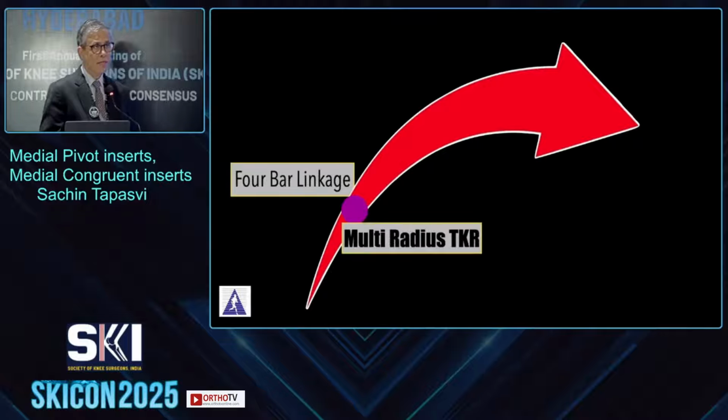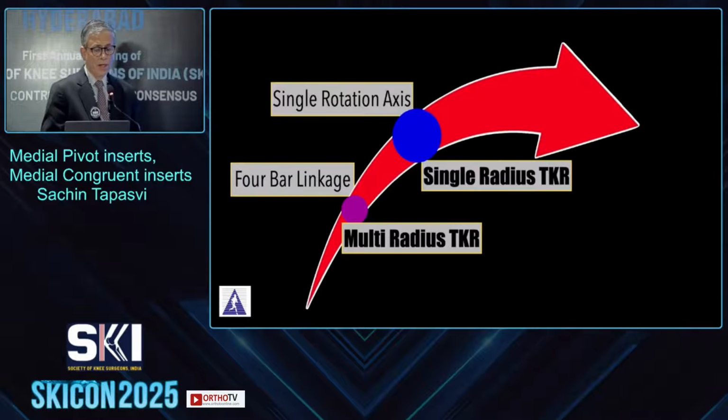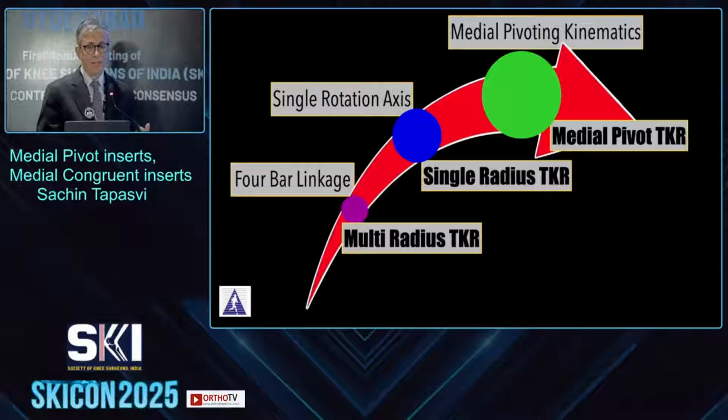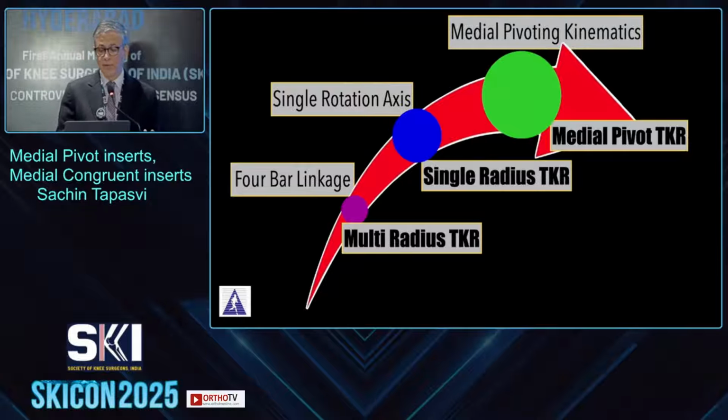So how does it fit in with the kinematic philosophy so far? Initially we had the kinematic philosophy of a 4-bar linkage, which is where the multi-radius knee replacements or the multi-radius design was very popular. We then moved on to a philosophy where we believed it was a single rotation axis, which is when we had the single radius designs. But I think what we have settled in on now is that we believe that the kinematic philosophy is a medial pivoting type of a kinematic philosophy, and that's where your medial stabilized or your medial pivot TKR comes into place.